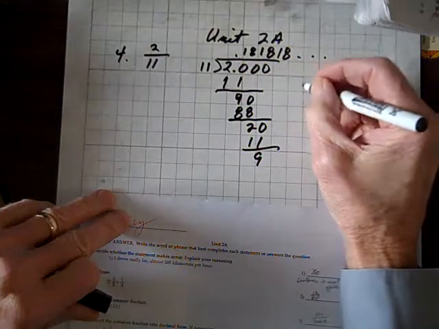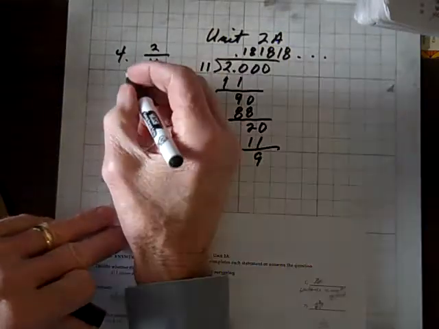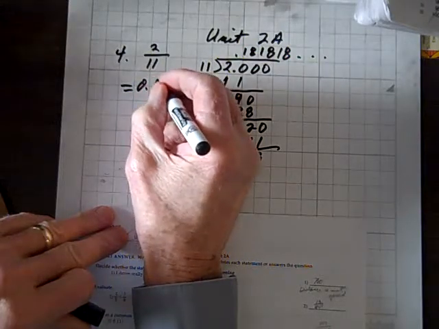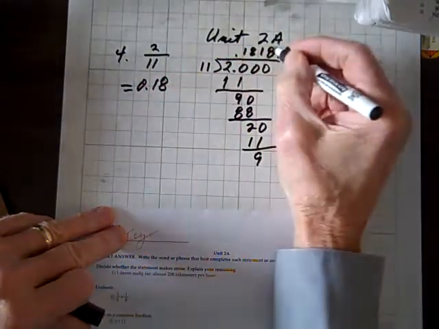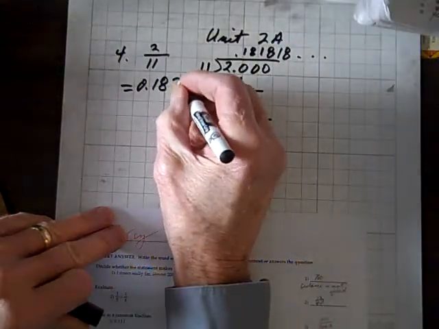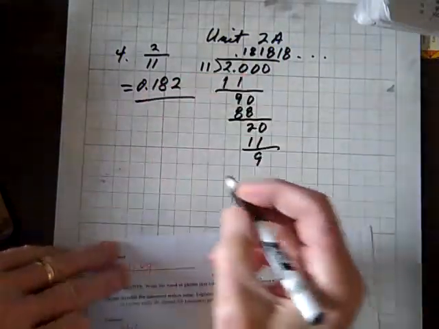So, when we round to the nearest thousandths, this is going to equal 0.18, and since the number following 1 is greater than 5, we'll round up in 182, and there's our answer.